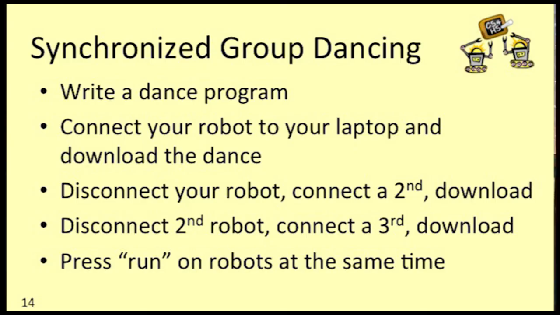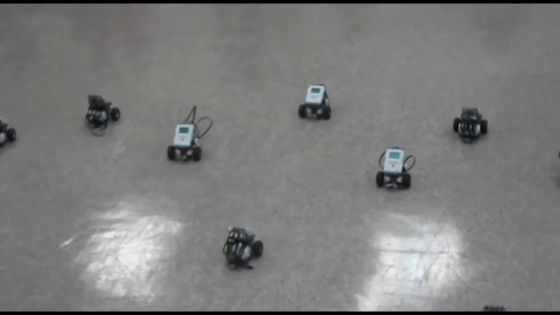Setting up a synchronized group dance is also fantastic. Synchronized group dancing is easy. Once you've written a cool dance program and downloaded it to your own robot, just disconnect your robot, connect up another robot, and download the same program to the second robot. Repeat this process as many times as you like. Then you just have to make sure you press run on all the robots at the same time, and it's a dance party.